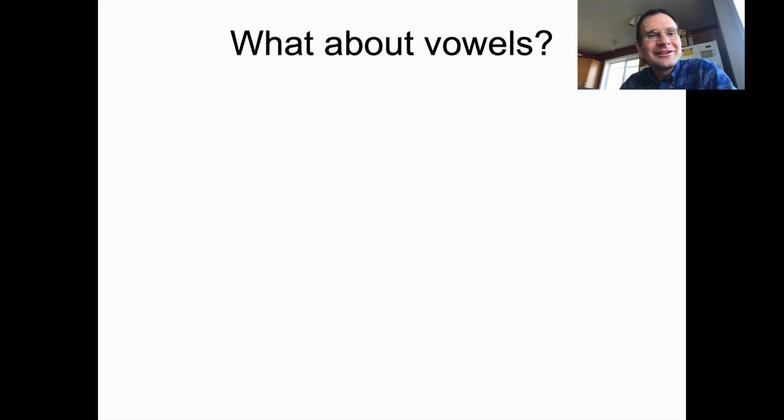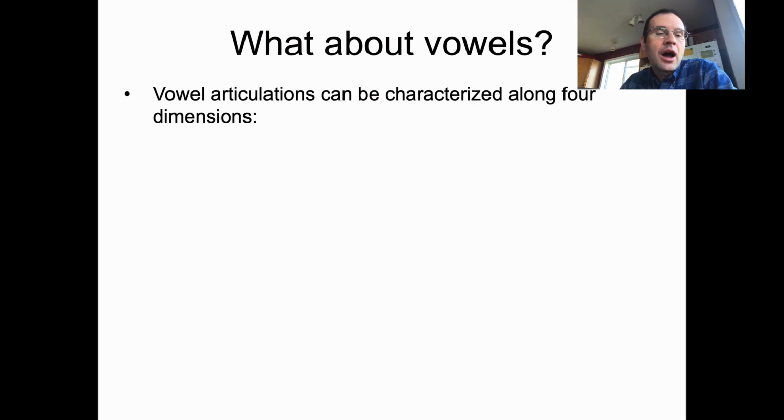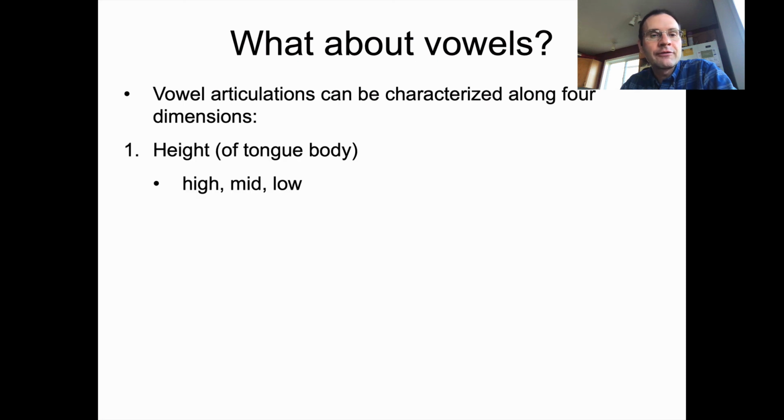Okay, I have just a few slides and a few minutes left, but I want to talk a little bit about the features or dimensions of vowels. And I will let you know that vowel articulations can be characterized along 4 different dimensions. And like I said, it's harder to perceive inside your own vocal tract exactly what's going on here because you don't have as clear contact with vowels as you do with consonants.